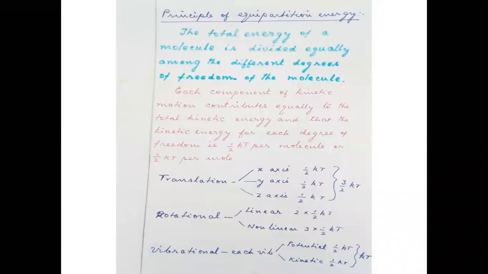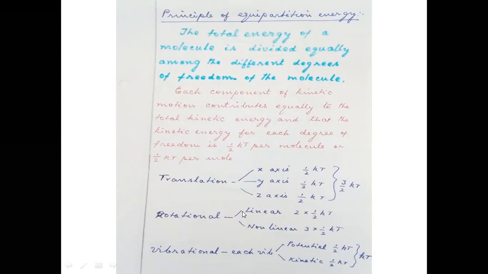Translational motion means simply the whole molecule moving here and there. The translational motion can be resolved into motion along three different axes. Along the x-axis, half kT, along the y-axis, half kT, along the z-axis, half kT. So totally 3/2 kT is the contribution by the translational motion.